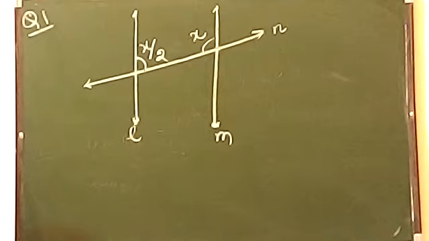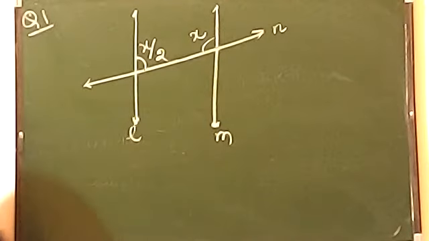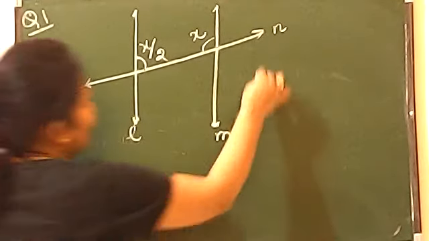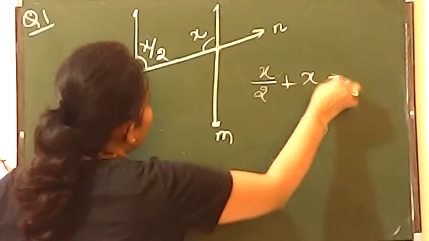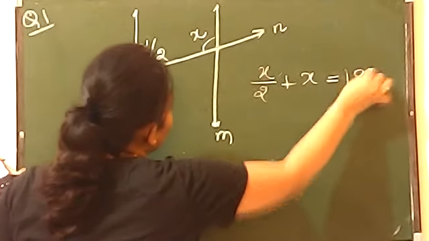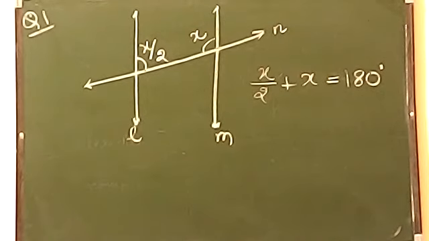Now if you can see, beta, if you tilt this diagram according to you, you will find that these two angles are co-interior angles, and co-interior angles are always supplementary. So for that you can take x by 2 and x added together, which will always give you 180. The reason is that they are co-interior angles, and co-interior angles are always supplementary. Supplementary means 180.